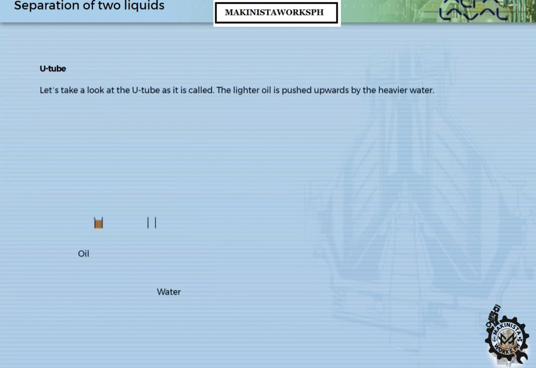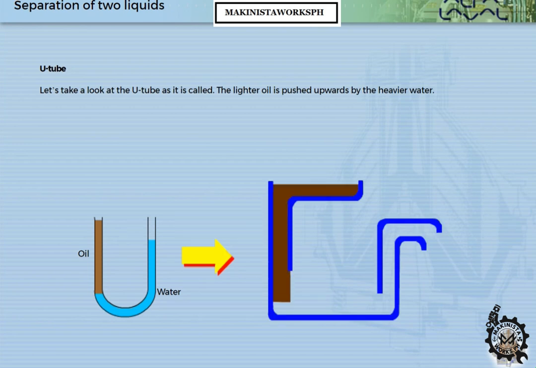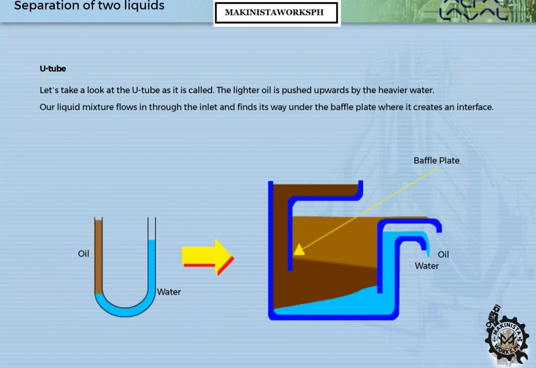U-tube. Let's take a look at the U-tube, as it is called. The lighter oil is pushed upwards by the heavier water. Our liquid mixture flows in through the inlet and finds its way under the baffle plate, where it creates an interface.